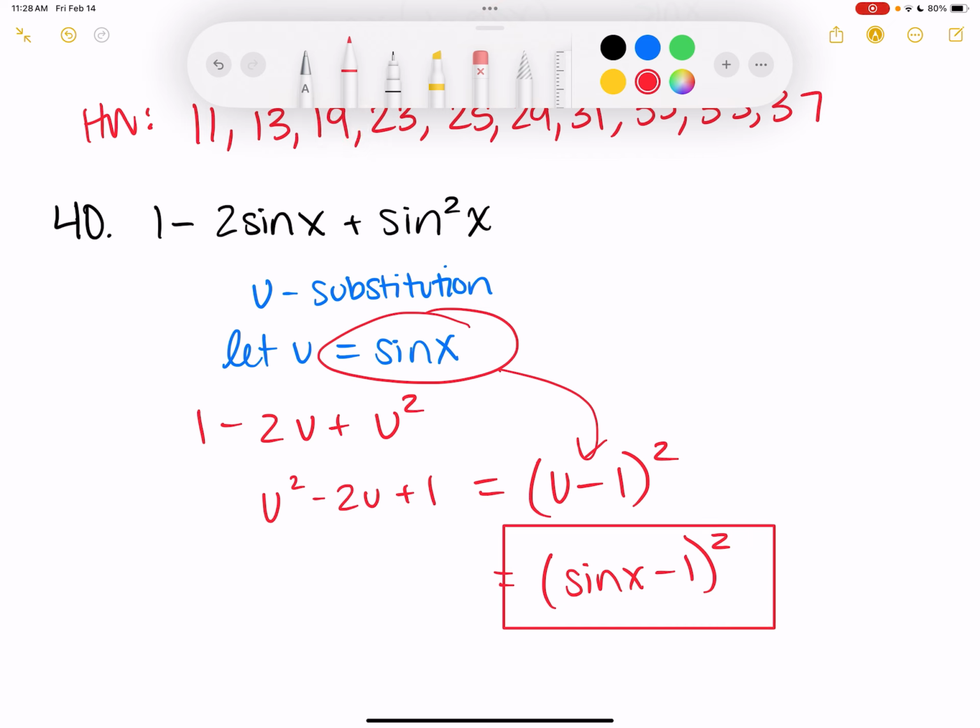So you don't have to use U substitution if you can see what the factored form would be without it. But I know for a lot of people, it's easier to see with things like x's or u's or whatever, like we've been factoring with for all of time.